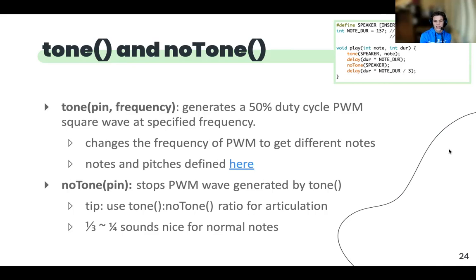We have a library for you guys to get. We'll talk about it on the next slide, but we have the link there, which will give you the translations of the different notes and pitches, so that you can send out a specific note with the tone function. We also have noTone, which will stop generating the PWM wave that you were generating. And you can use a tone to noTone ratio for articulation, and about 1/3 to 1/4 sounds nice for normal notes typically.